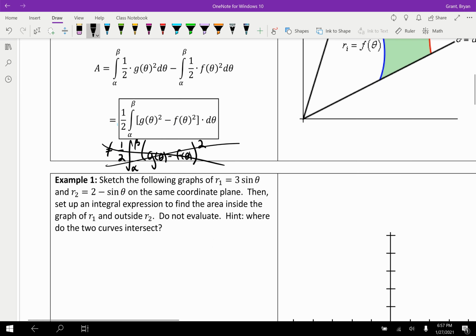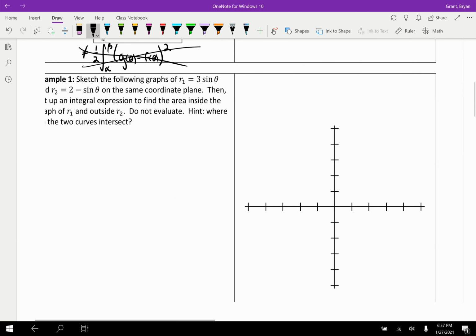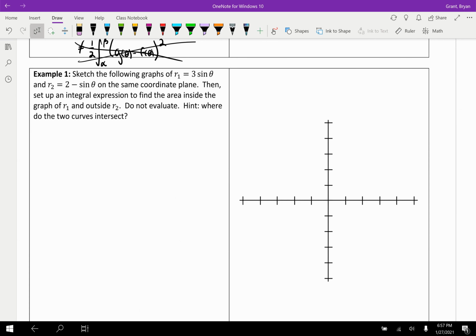All right, example. Sketch the following graphs, then set up an integral to find the area inside the graph of one and outside of another. Our first graph is not bad at all. Sine of theta is along the y-axis. 3 sine of theta is just a circle with a diameter of 3. It's going to look something like that.